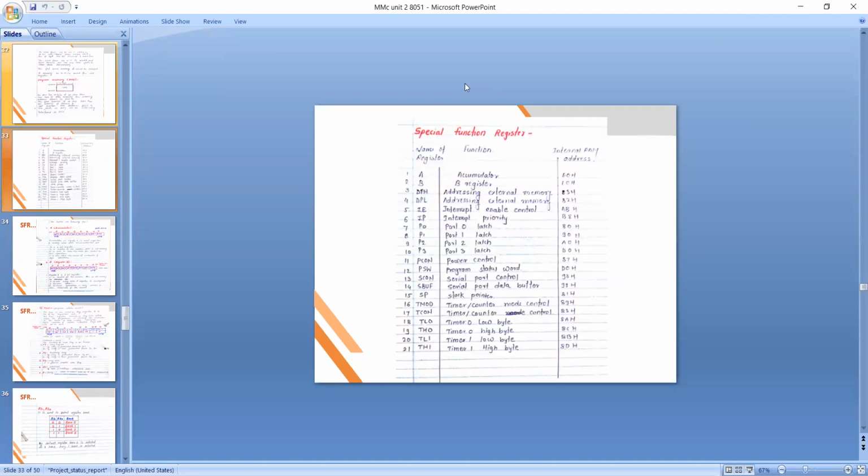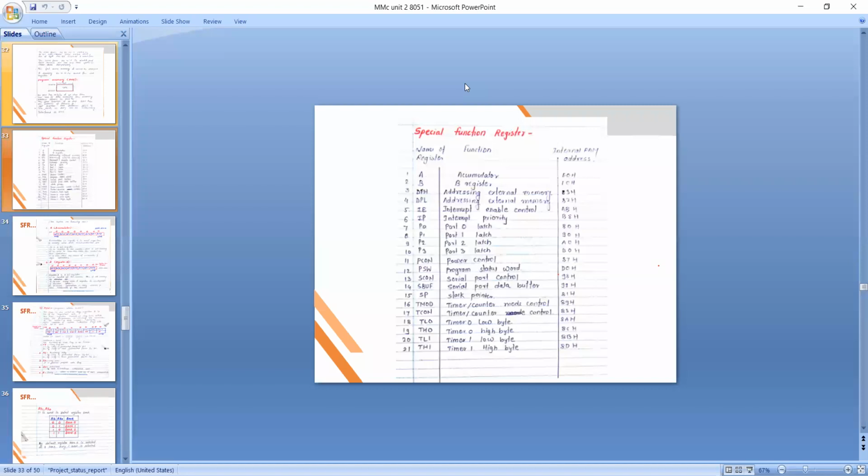In the last lecture, we completed the part on SFRs. SFRs are the special function registers used for different applications. If we want to perform any operation related to a particular task, we have to use that particular SFR. There are a total of 21 SFRs, and each SFR has a specific address in the SFR memory.